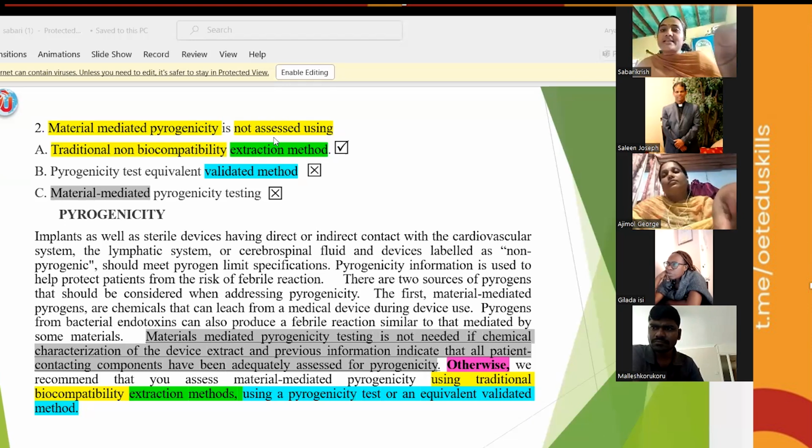What is the answer asking? Not assessed using, so not using. Here the method used is traditional biocompatibility, but the answer option says traditional non-biocompatibility. Both are different. So answer option A is the answer. Then the validated method: here it says using a pyrogenicity test or equivalent validated method. This method is used. So in this way, we eliminate answer option B.